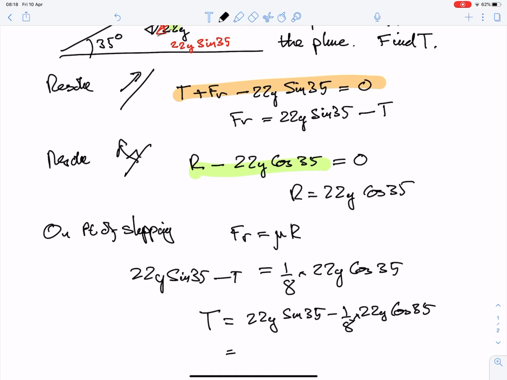Sine 35, well, it won't be that far from sine 30, which is half, so it's 11g minus a bit, around 100, I would think. Let's tap it in the calculator: 102 newtons. Okay, there we go. That's the first one.